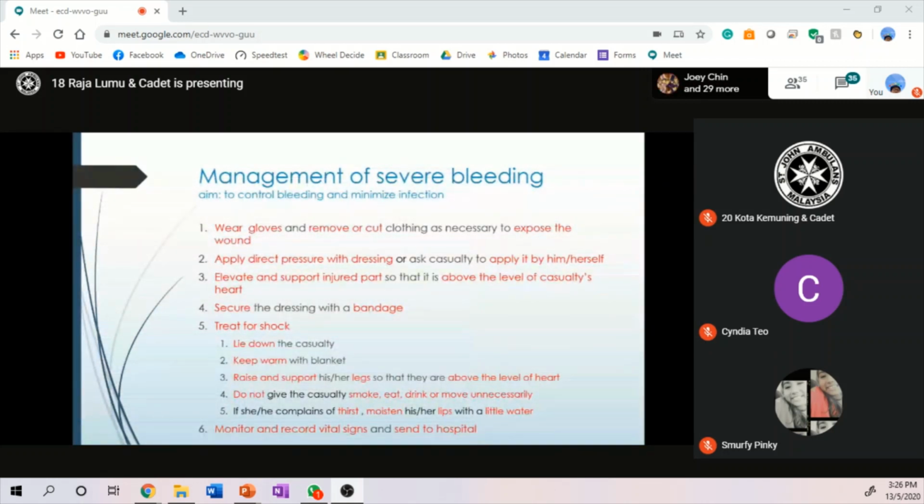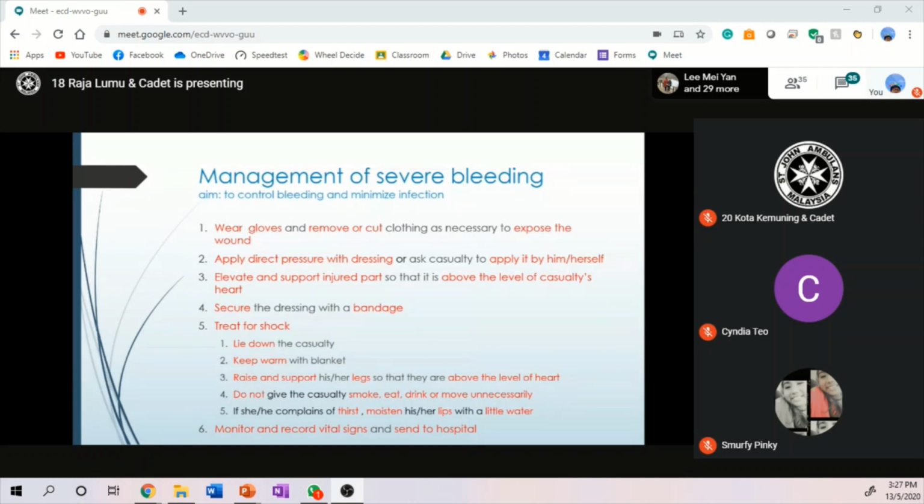The first step to treat for shock is to lie down the casualty. Not sitting, but laying down, like doing CPR. Lay down, then keep warm with a blanket. Then the third step is to support his or her legs so they are above the head level. Later I will show you guys a video to explain it.